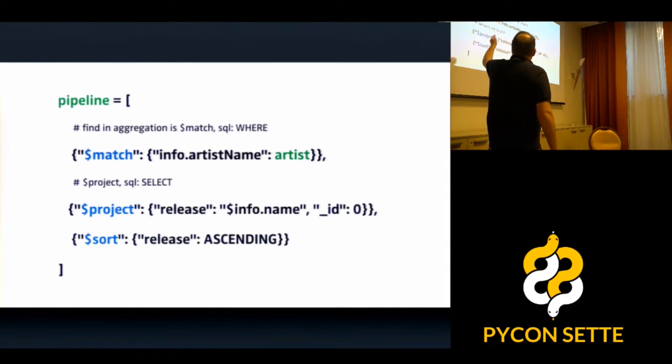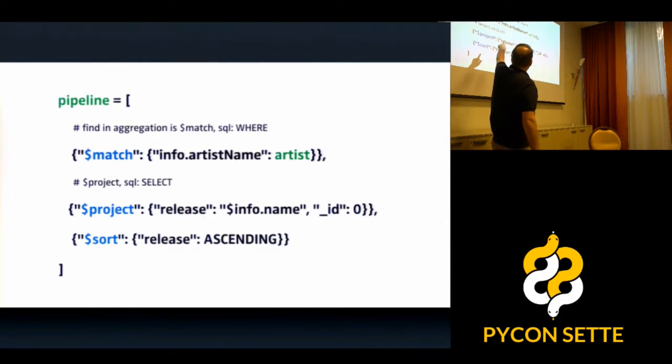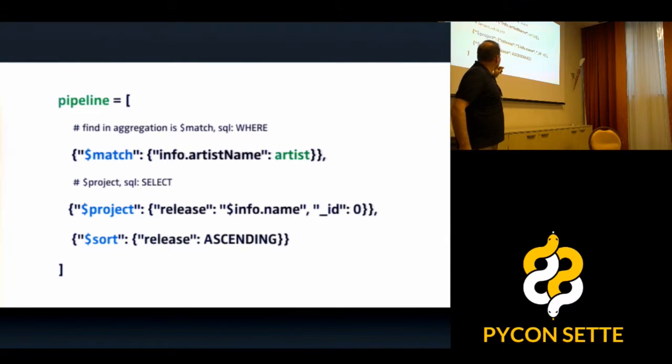So it's a $match, which is a where clause from SQL. For everybody who's used to working with relational databases, I put some hints here. So we are looking for some artist we have stored in another variable. And then we just get all the documents from that artist and project them, and just project the release name.